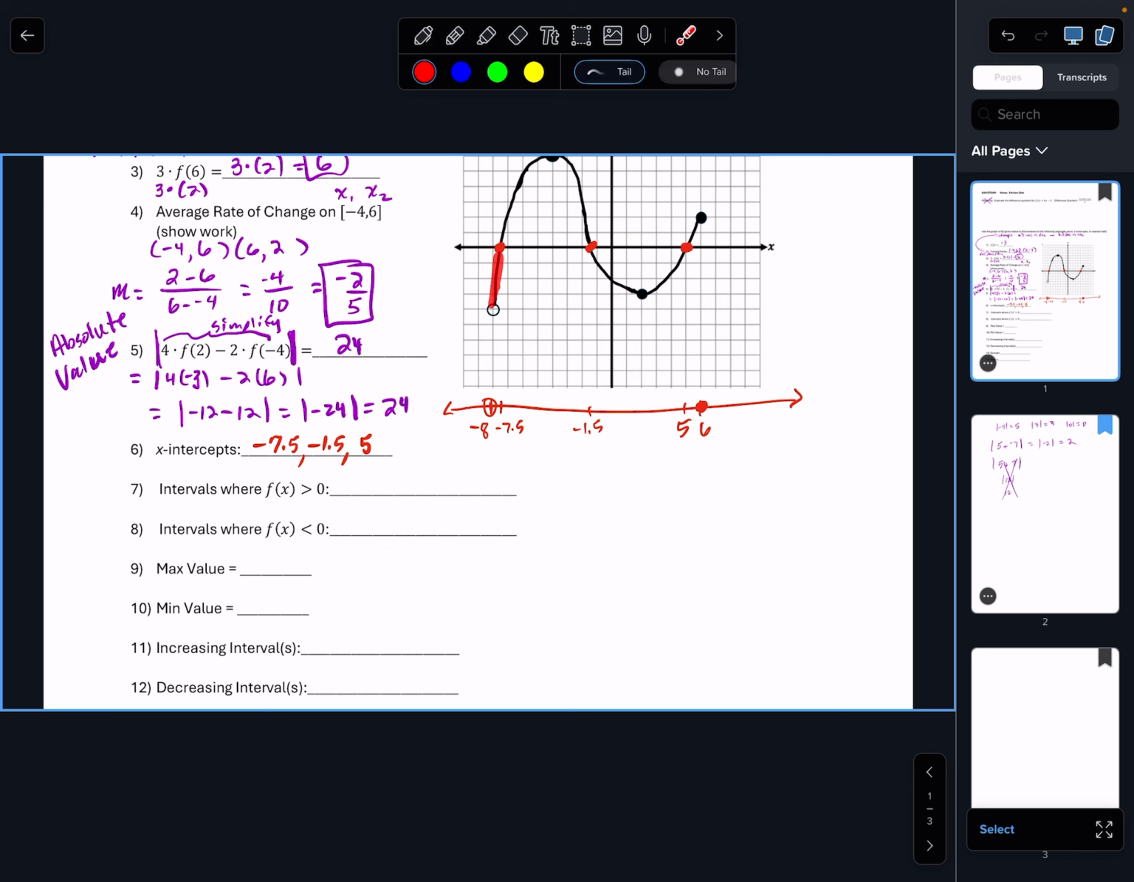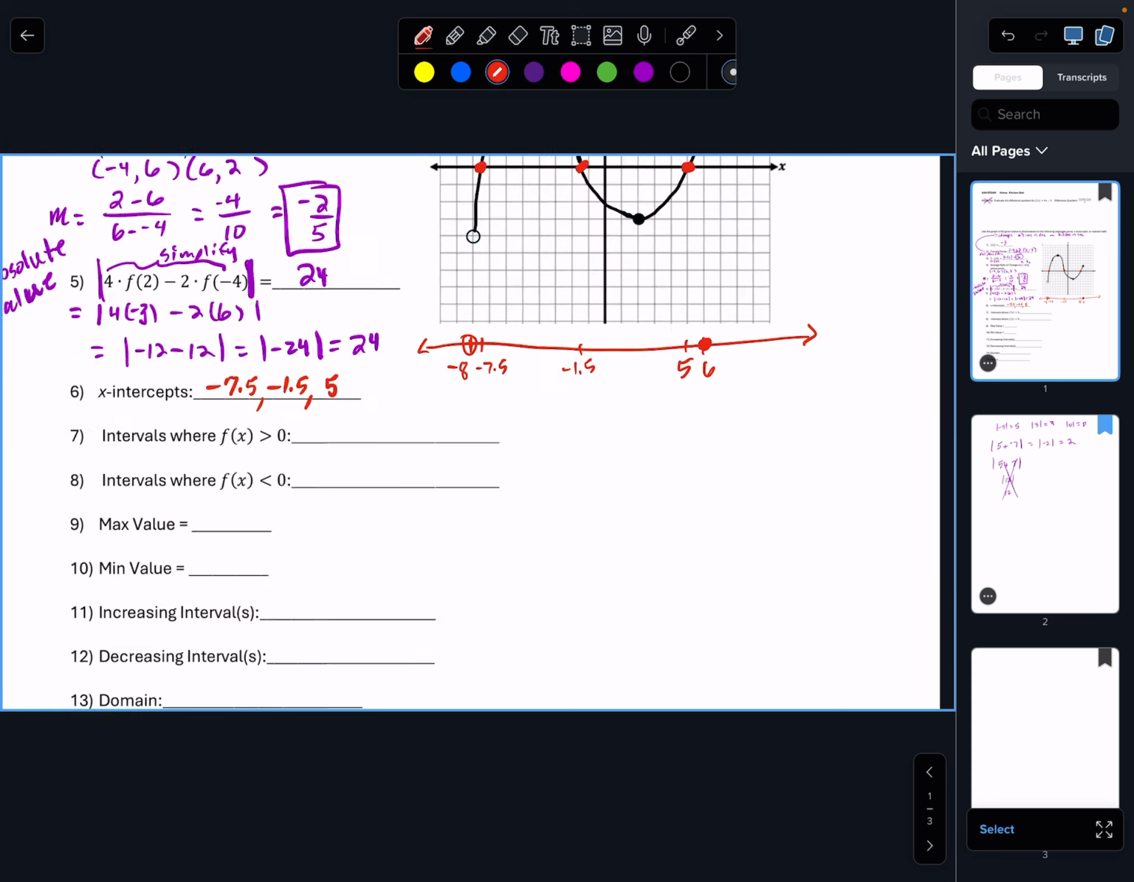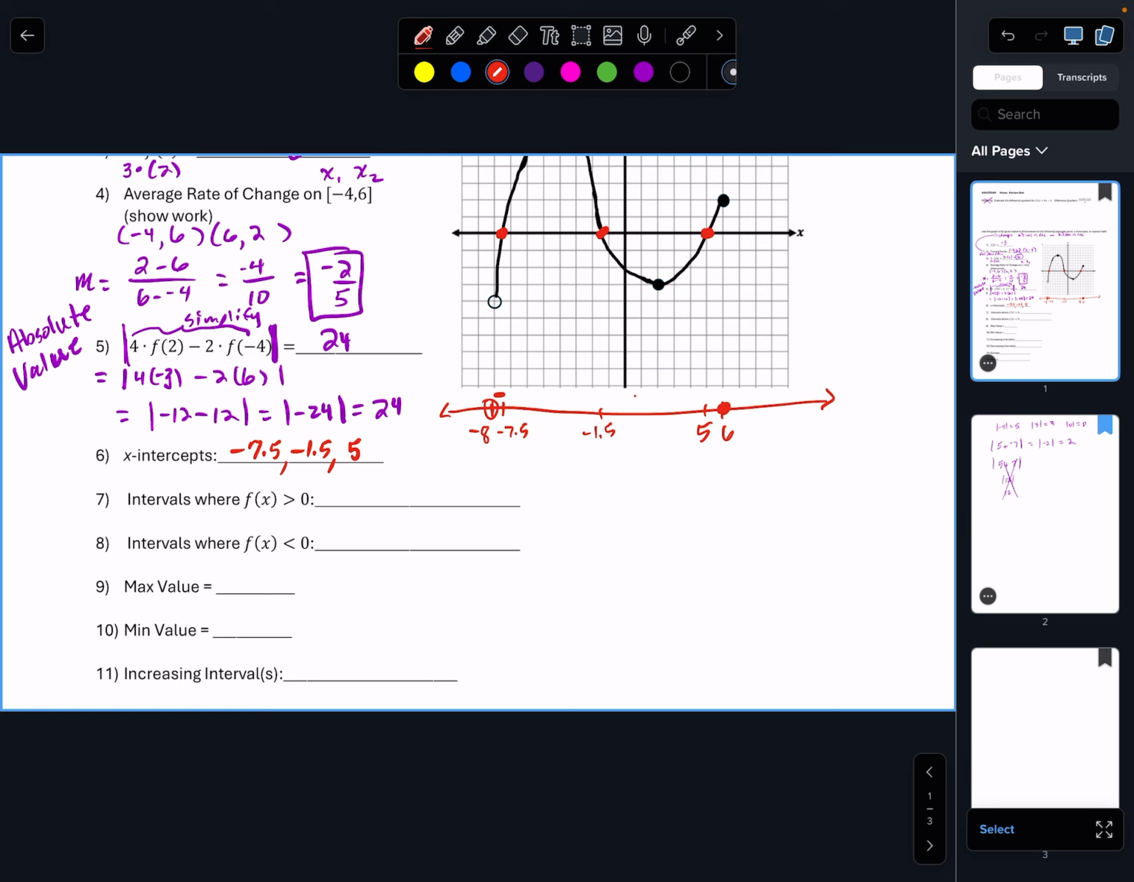The function is negative when it is below the x-axis. So it's negative on the interval from negative 8 to negative 7.5. It's negative on the interval from negative 1.5 to 5. So I'm just going to use a negative sign here, rather than writing the word negative. And on the other two intervals, the function's above. So here and here, the function is positive. Starts below, goes above, goes below, goes above. Negative, positive, negative, positive.